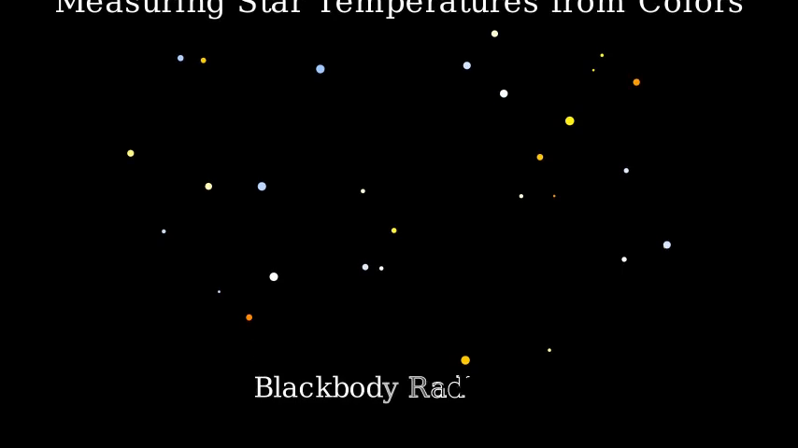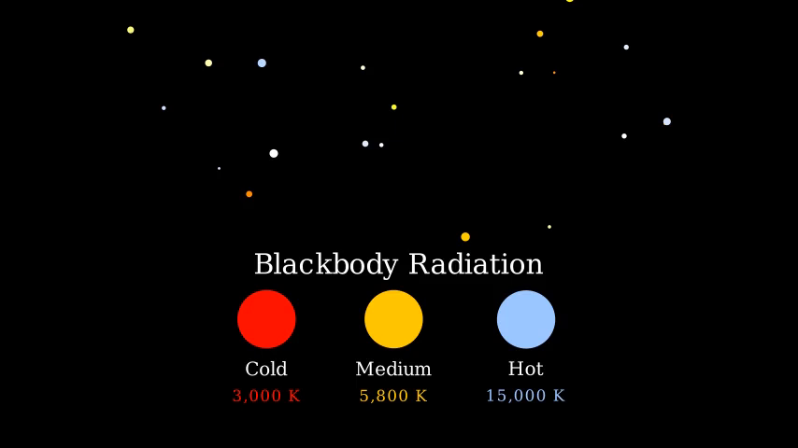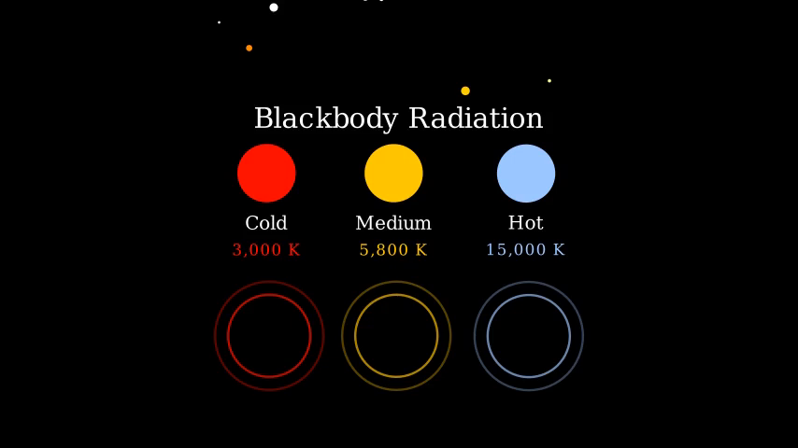To understand how we determine star temperatures, we need to talk about blackbody radiation. Every object with a temperature above absolute zero emits electromagnetic radiation. The hotter an object is, the more energy it radiates. But it's not just about the amount of energy. The peak wavelength of that radiation also changes with temperature.